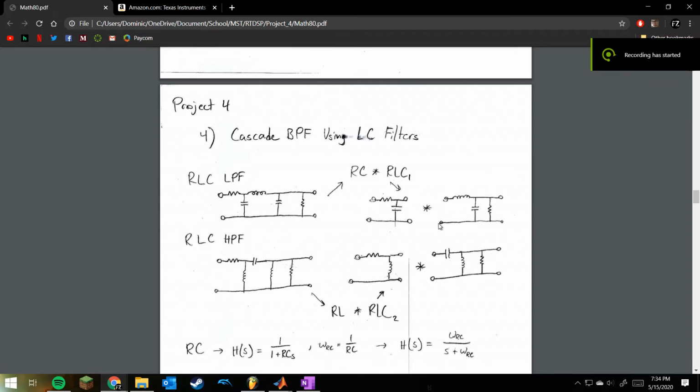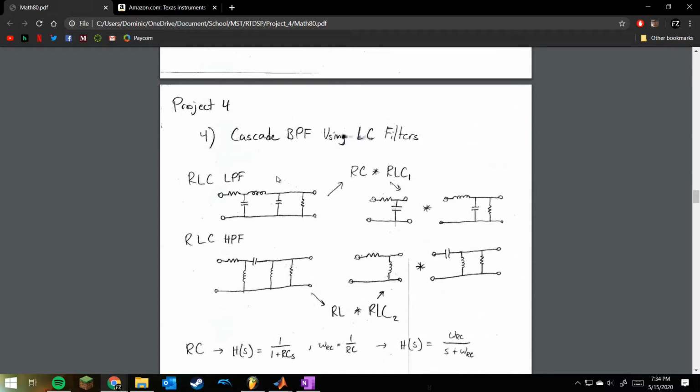Okay, so last but certainly not least is the bandpass filter that is derived from cascading RLC filters, low pass and high pass filters. So the criteria were to have two cascaded sections of the LPF and two cascaded sections of the high pass filter. So we can see here that here is our LC Pi filter. That's actually just the middle part here.